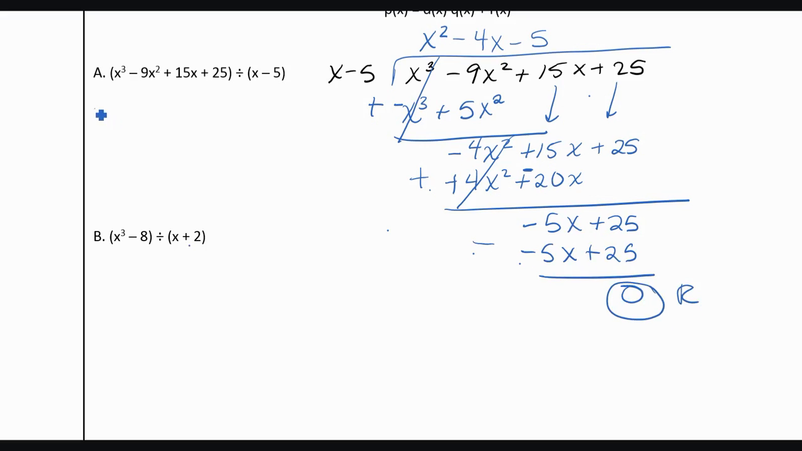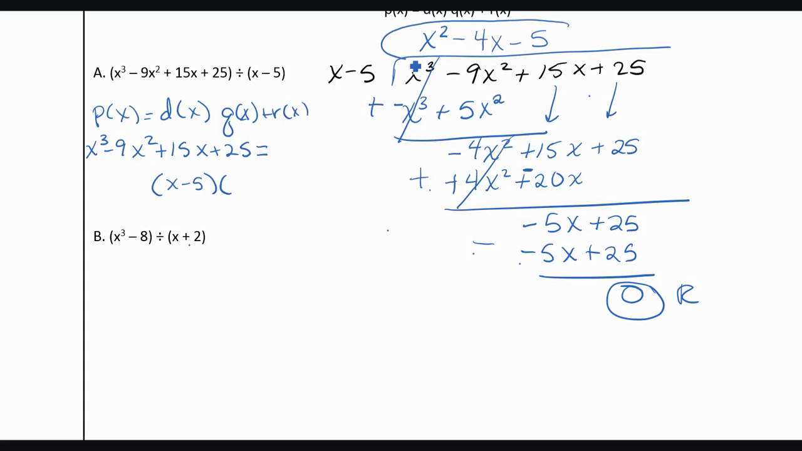So what this means, if we want to write it as p of x equals d of x, q of x, plus r of x, we would have x cubed minus 9x squared plus 15x plus 25 equals x minus 5 times our quotient, which is up here, x squared minus 4x minus 5. Okay, now we don't have to write the plus 0 because adding 0 doesn't change anything. So what we did here is we just started to factor this cubic polynomial. Okay, so we did that division.